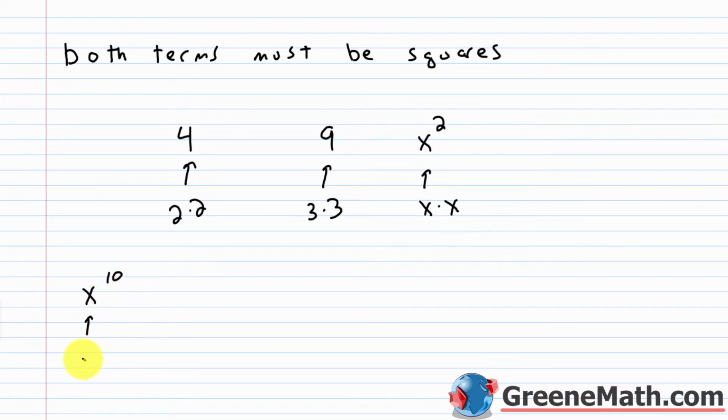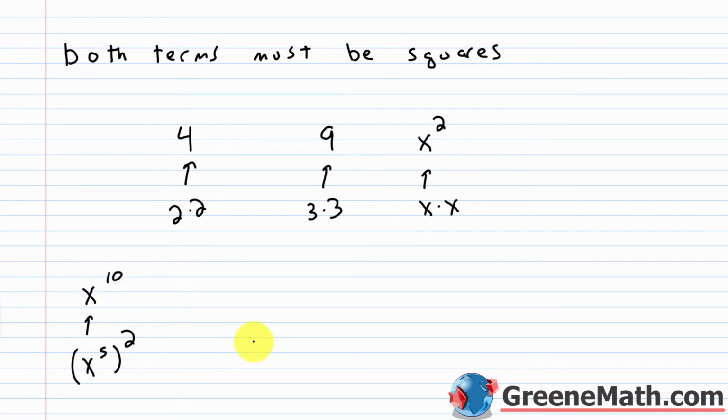Well, this could be x to the 5th power. That's squared, right? Because if we keep the base the same and we multiply exponents, this would be x to the power of 5 times 2, which is 10. So x to the 10th power is really x to the 5th power squared.